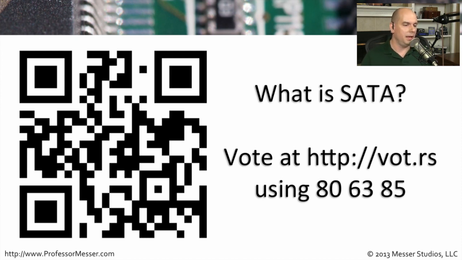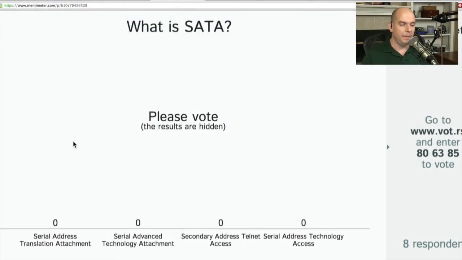You're giving me some options, and the options are, let me hide the results so that we can have a look: a serial address translation attachment, a serial advanced technology attachment, a secondary address telnet access, and a serial address technology access. Boy, all of those are tongue twisters. What is this serial attached advanced telnet access address thing?